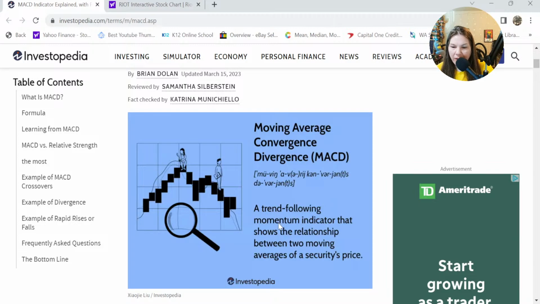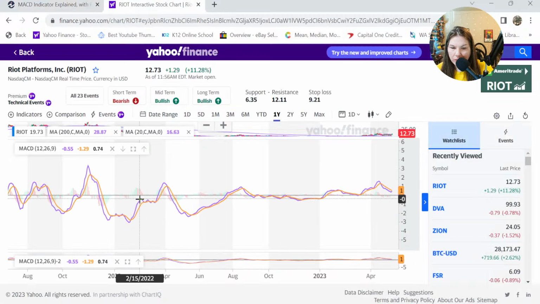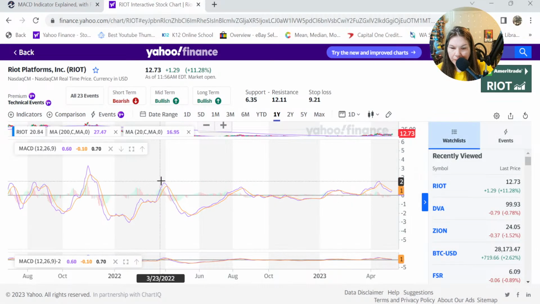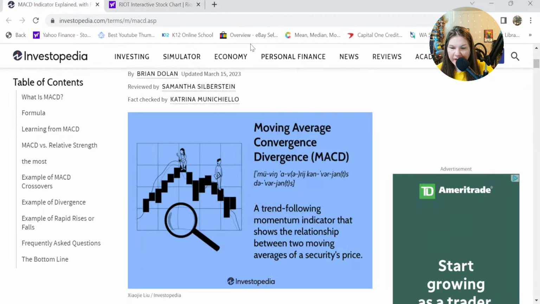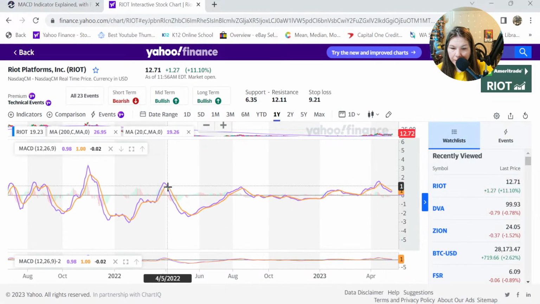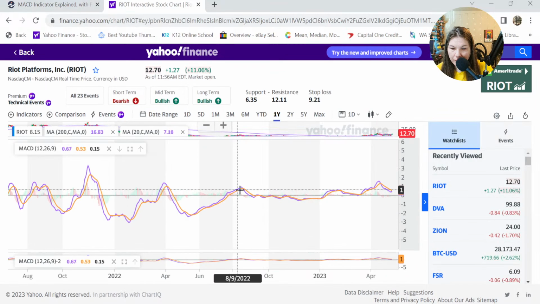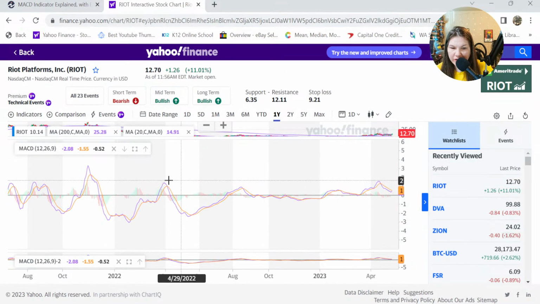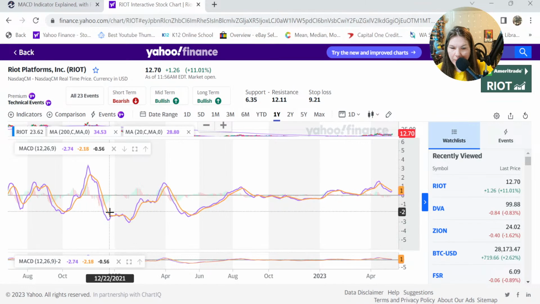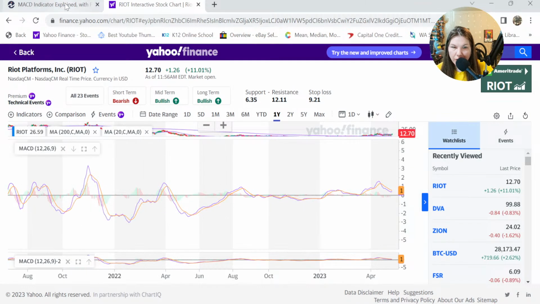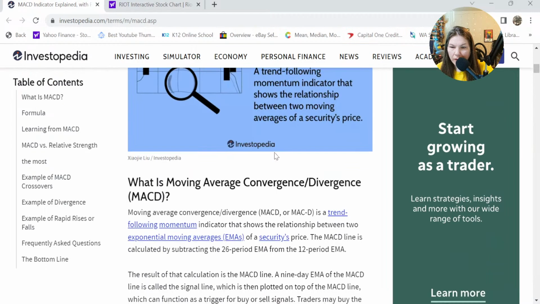It's a trend following momentum indicator. So it follows a trend. It's a momentum that follows a trend. It's an indicator that shows the relationship between two moving averages of a security's price. So, two moving averages, two of them. And it shows the relationship between the two. Like that. See their relationship? When one goes up, the other goes up, but not exactly together. Let's learn more. Okay, so between two moving averages of a security's price.